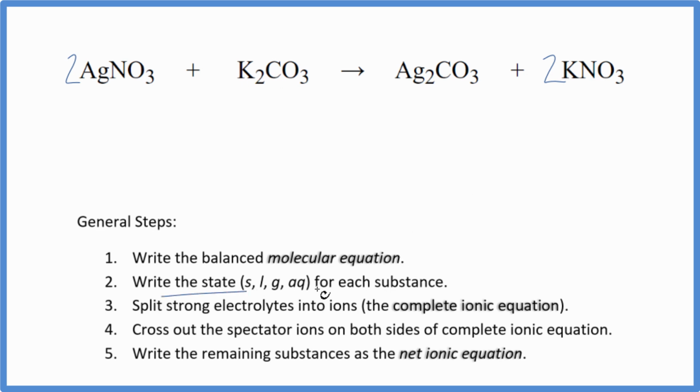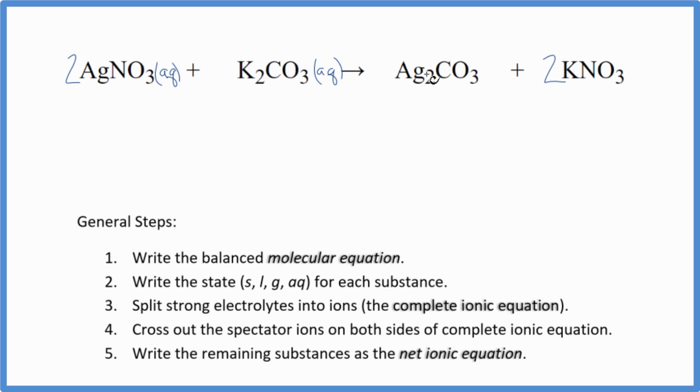Now we need to write the states for each substance. So you know your solubility rules. Nitrates are very soluble, as are potassium compounds. When I get to the carbonate here, carbonates are often insoluble, especially with something like silver. Silver compounds are often insoluble as well. So the potassium carbonate, potassium being in group 1 like sodium, those are soluble.